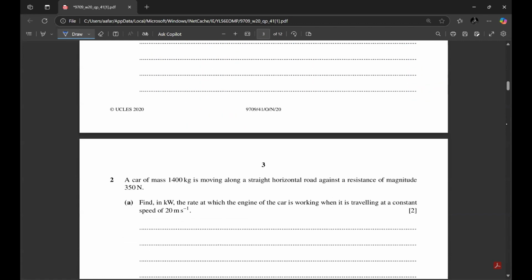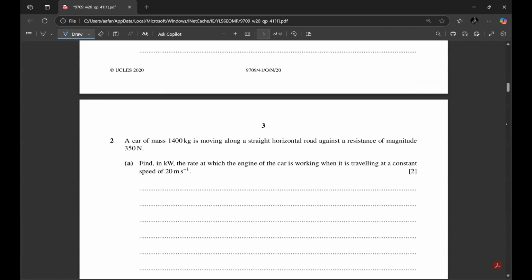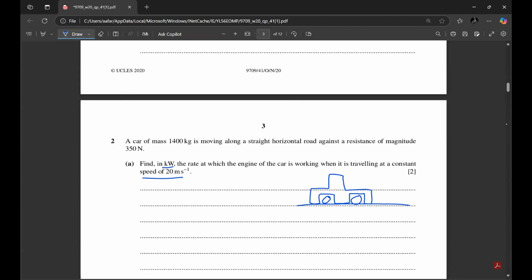Okay. Question number 2. A car of mass 1400 kg is moving along a straight horizontal road against a resistance of magnitude 350 Newton. Find in kilowatts the rate at which the engine of the car is working when it is traveling at a constant speed of 20 meters per second. Okay, quite simple. Let's draw the car. It's always best to sketch the situation so you know what is actually happening. So it looks like an F1.